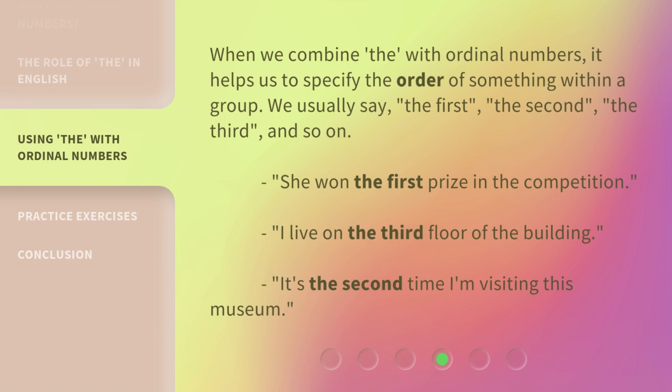When we combine "the" with ordinal numbers, it helps us to specify the order of something within a group. We usually say the first, the second, the third, and so on. She won the first prize in the competition. I live on the third floor of the building. It's the second time I'm visiting this museum.